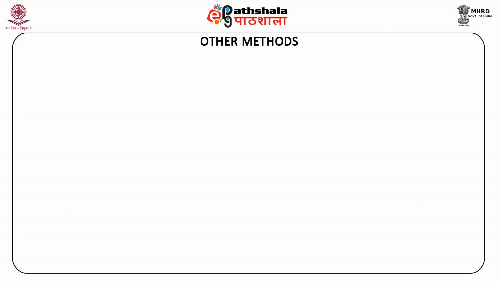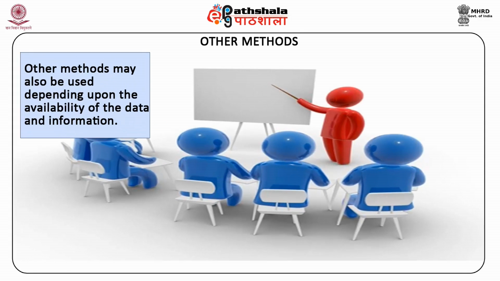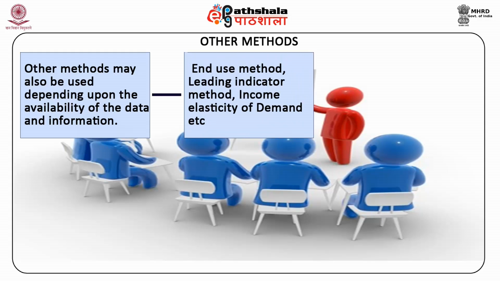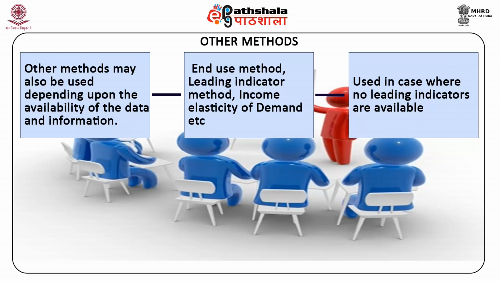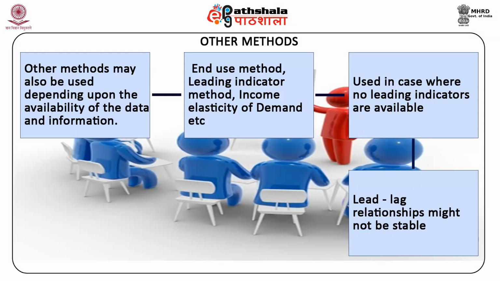Other methods. For demand forecast, other methods may also be used depending upon the availability of the data and information. These methods can be any one of these: end-use method, leading indicator method, income elasticity of demand, price elasticity of demand, chain ratio method, and consumption level method. Other methods may be used in case where no leading indicators are available or lead-lag relationship might not be stable over given future period.